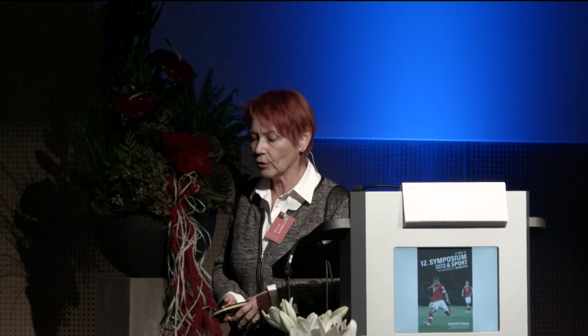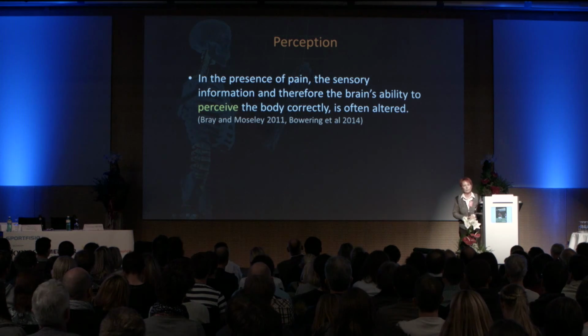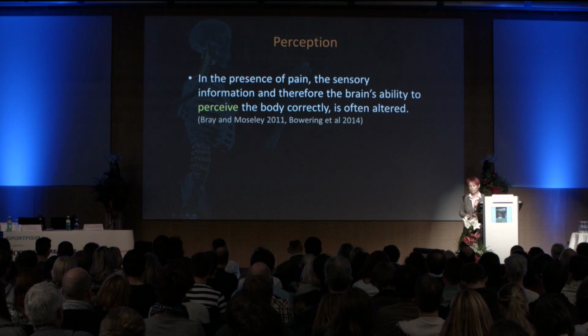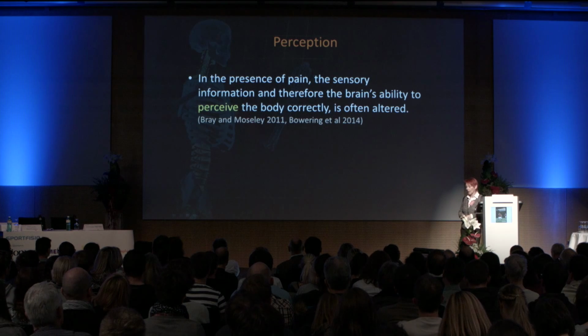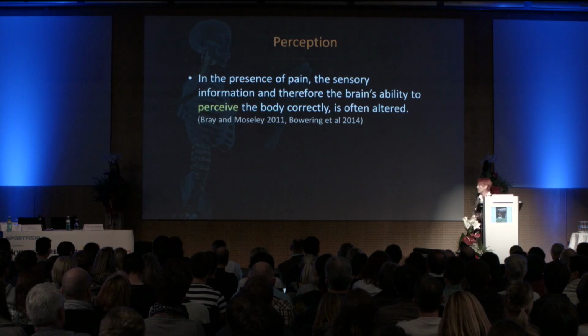So let's go back to perception. And let's look more at what exactly I'm talking about. In the presence of pain, we know that the sensory information is changed. And the brain's ability to perceive the body correctly is often altered.